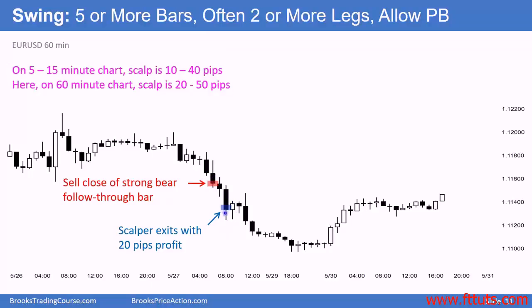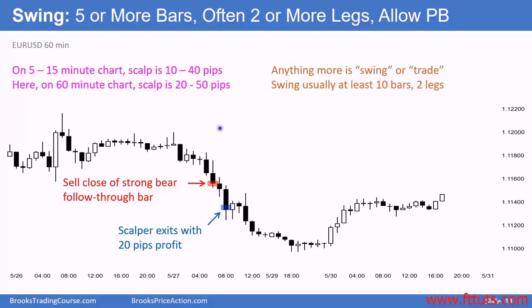You get out 2 bars after you entered, not many bars. You did not allow any pullbacks, and you did not hold until there was a clear reason to believe that your premise was wrong. Right? Those are characteristics of a scalp.